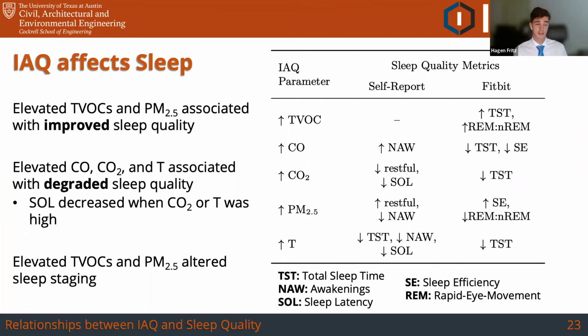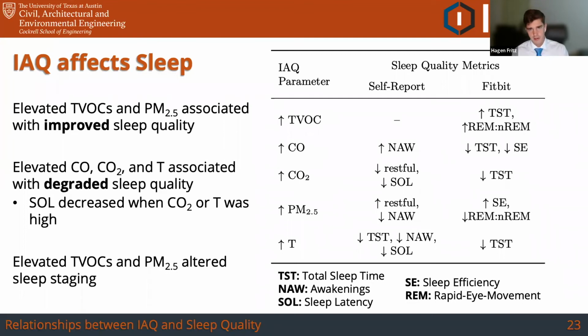So that goes back to what I mentioned, that when CO2 is high, you tend to get a little bit more drowsy. So perhaps that CO2 is helping you fall asleep. However, when we look at Fitbit, the objective measure, we see a decrease in total sleep time. So that's the amount of time that you're actually asleep when you're in bed. And so now we're saying that CO2 is elevated, but people were sleeping less, which goes against that initial connection that I had made.